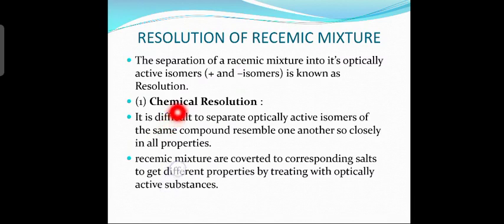Chemical resolution, okay. Mechanical resolution, okay. Mechanical, that is given in the next step. So first we will see chemical resolution, alright. Now in chemical resolution, a chemical is added, okay. A reactant is added, okay. So then we can get one of the optically active forms. So racemic mixtures are converted to corresponding salts with different properties by treating with optically active substances. So next slide.